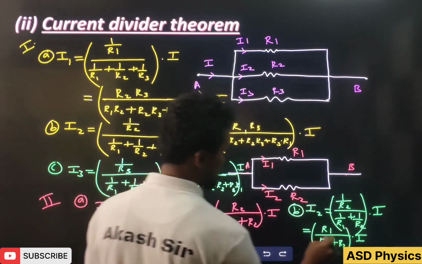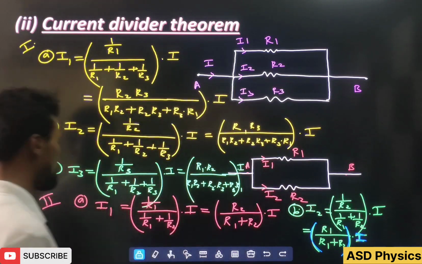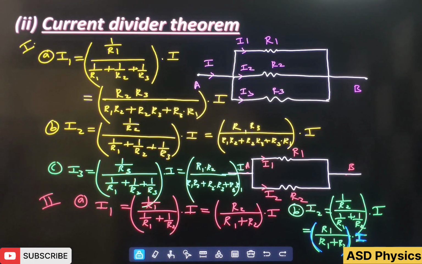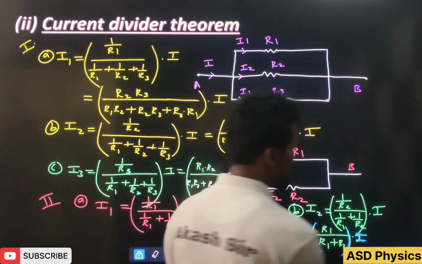Let me change the color here. See, this is the I, this is the I, and here like this. Okay, so you can write I1 means that side, R2 by R1 plus R2, and I2 means that side, R1 by R1 plus R2 into I. That's why it is the current divider theorem, remember that very well.